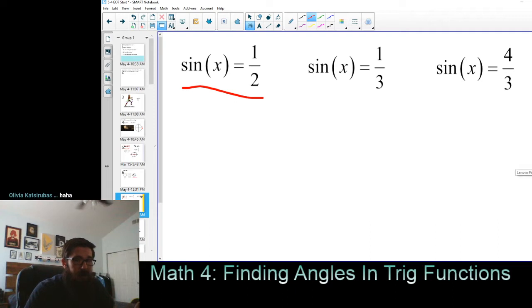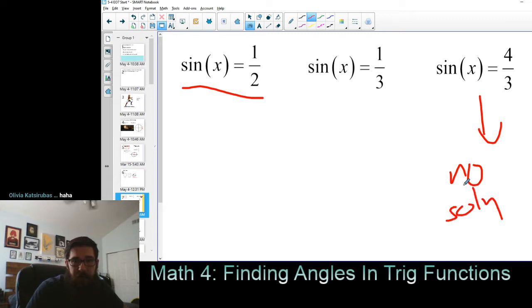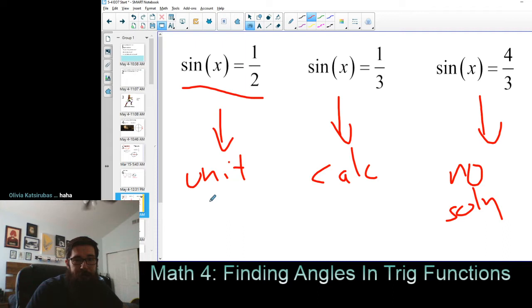Sine of x is 4/3, that's something that doesn't actually happen. The highest sine ever gets is 1, so this would be no solution. I'm just going to write SOLN, it's a pretty common thing you'll see in college. This needs a calculator, and then this one is what we're mostly going to focus on with a known unit circle value, okay?